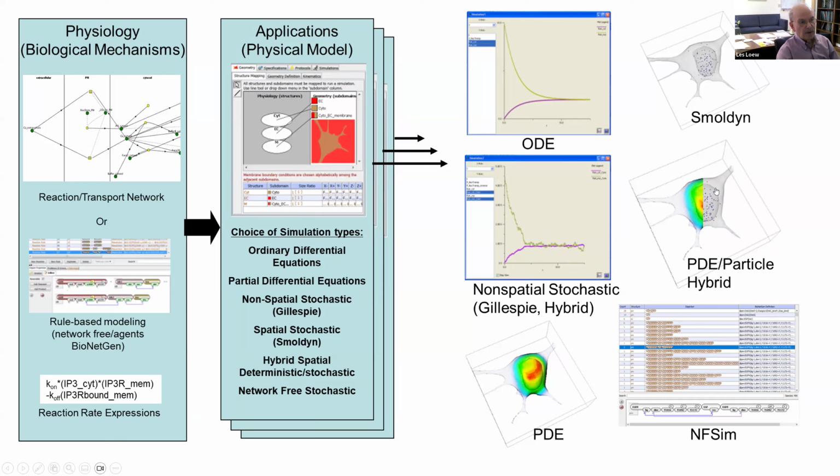This isn't really a good representation of the hybrid, but it's trying to make the point that some of the species can be covered deterministically, while others can be simulated as individual particles. And then this network-free simulator, NFsim, follows the propagation of individual species in a very combinatorially complex system. And again, I'll let Michael talk about that later.